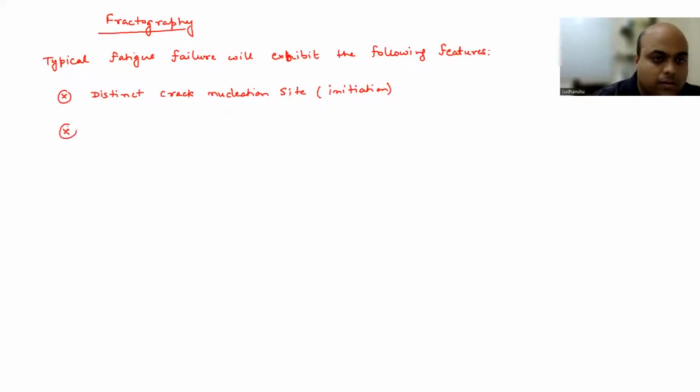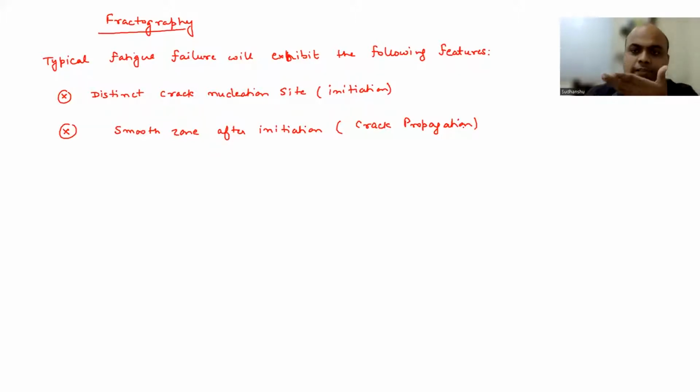Now there will be a smooth zone after initiation, and this will be related to crack propagation. If you see the fracture surface macroscopically, you will see some smooth surface just after initiation. That will be related to the crack propagation path, a crack propagation surface. There you are going to have two types of features typically. One is beach mark. This is also known as clamshell mark.